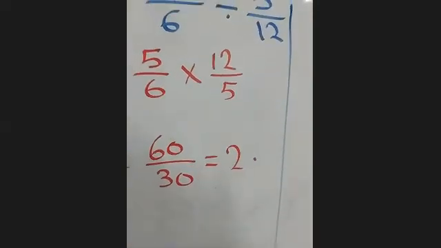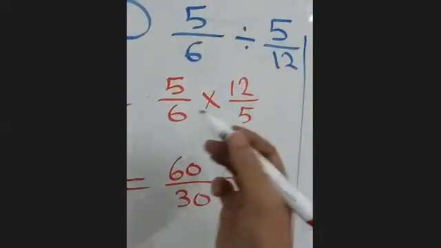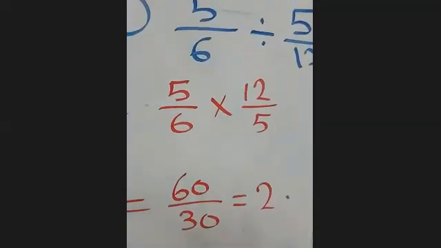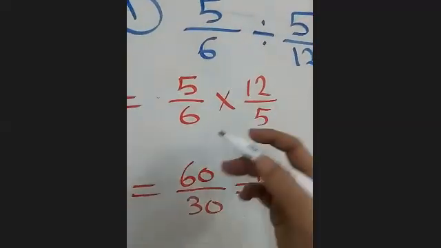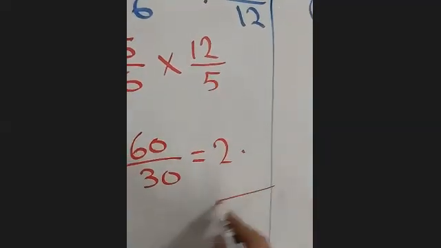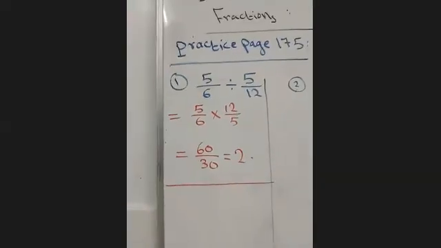Or guys, from the second step here, we can cross out the 5s together. So it is still 12 over 6, and 12 over 6 is also 2. So this is question 1. Please copy it in your box.